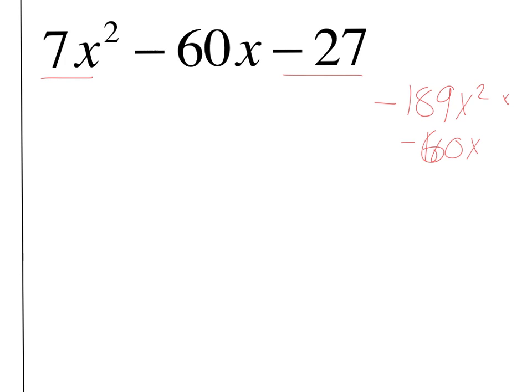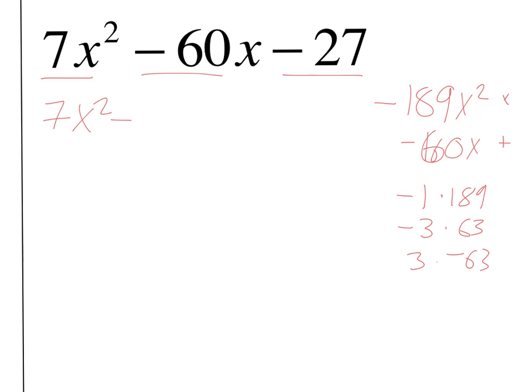So I'm going to try to multiply to that, add to that. I know that's negative 1 times 189. 2 doesn't work. 3, negative 3 times 63. Hey, that's the opposite of what I need. How about 3 times negative 63? Bingo!